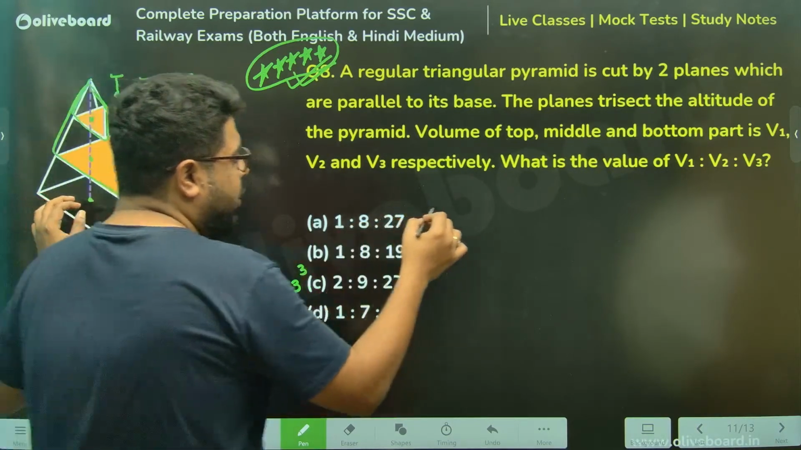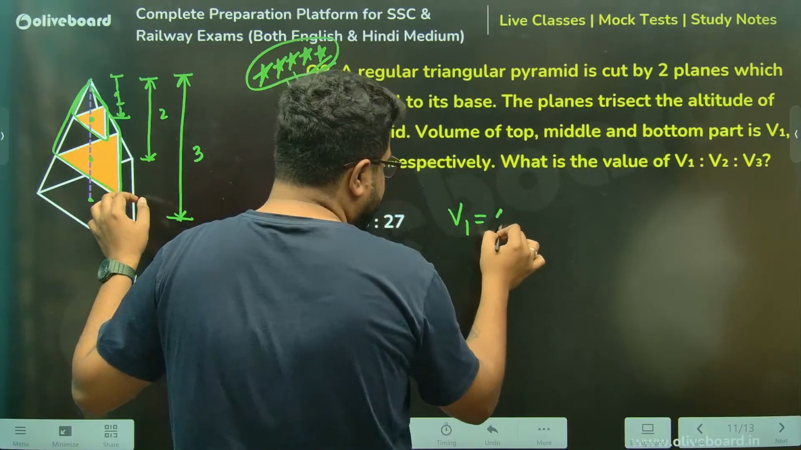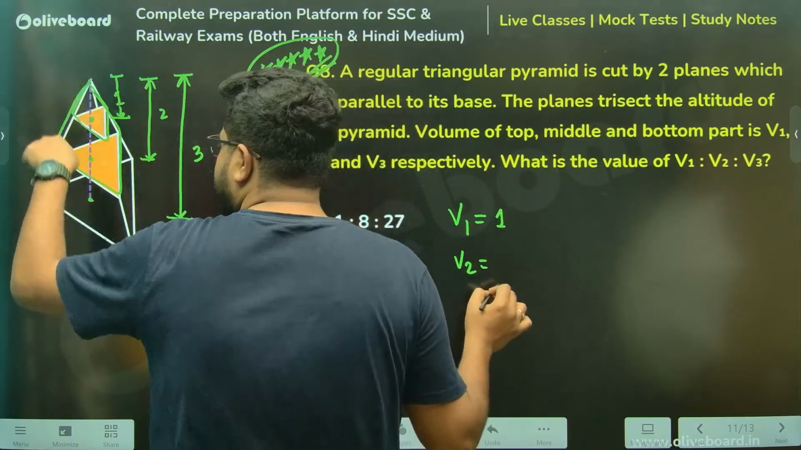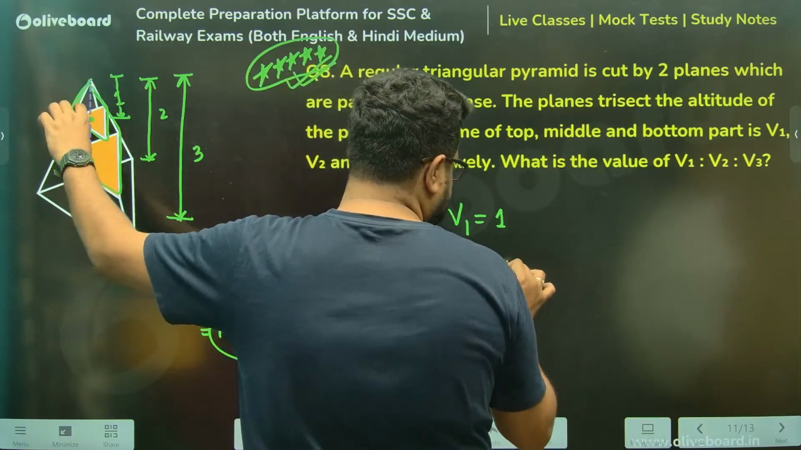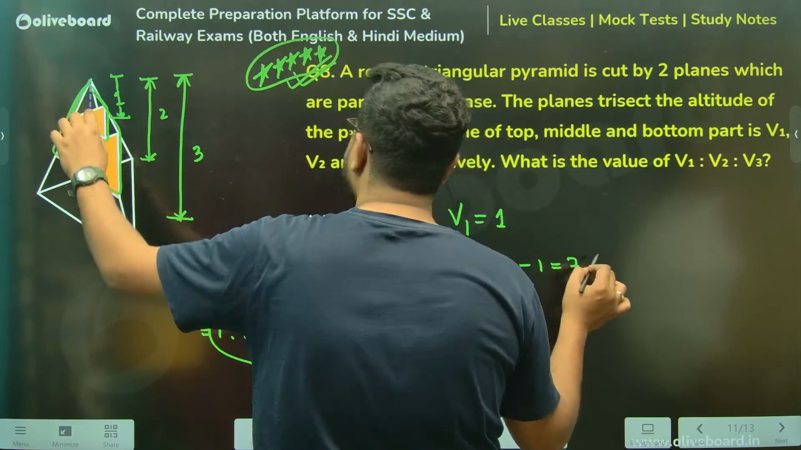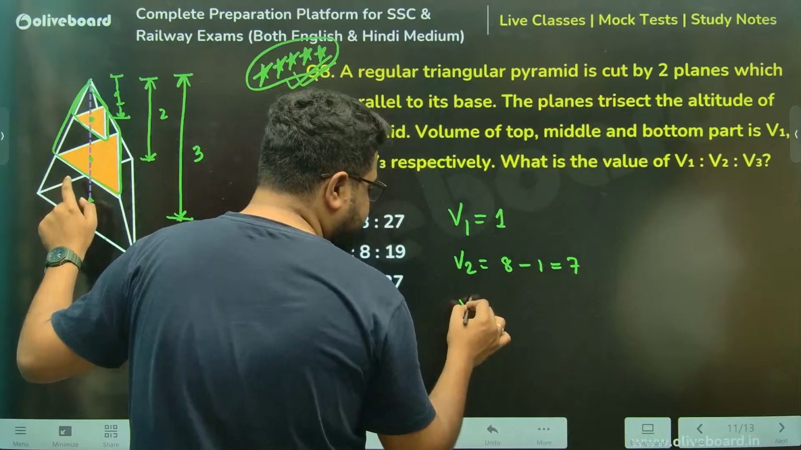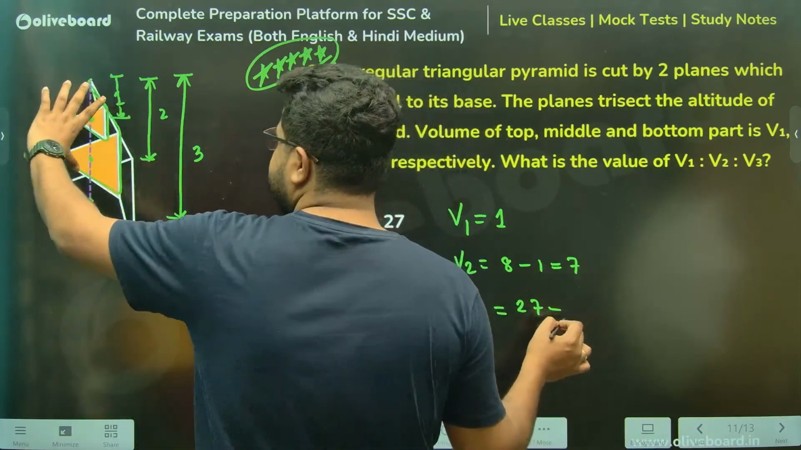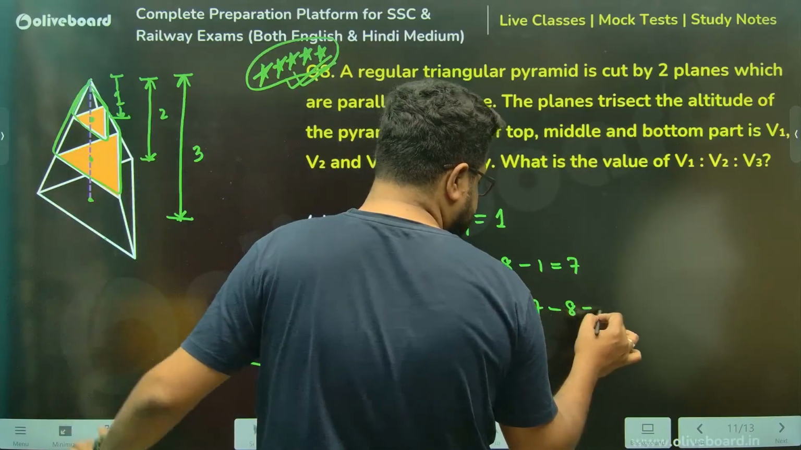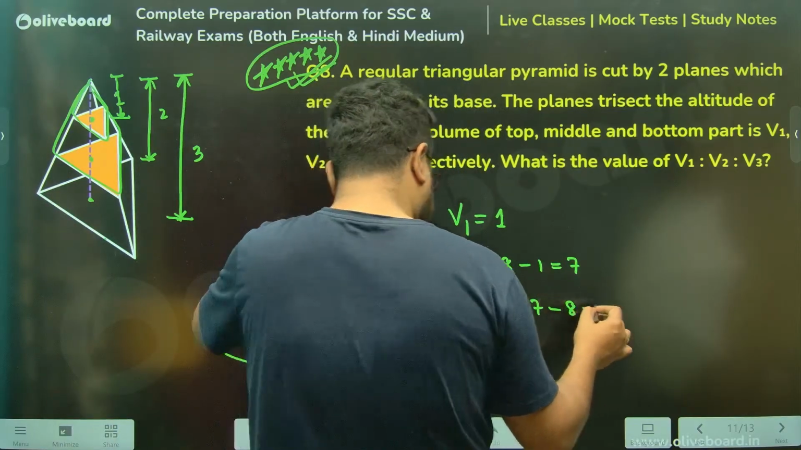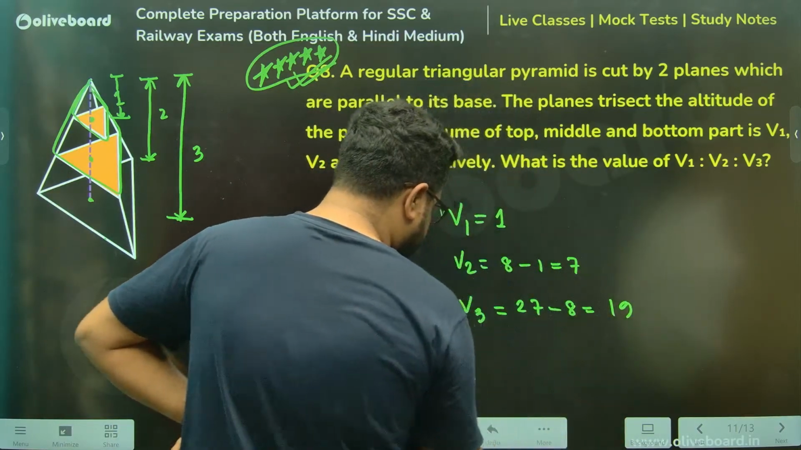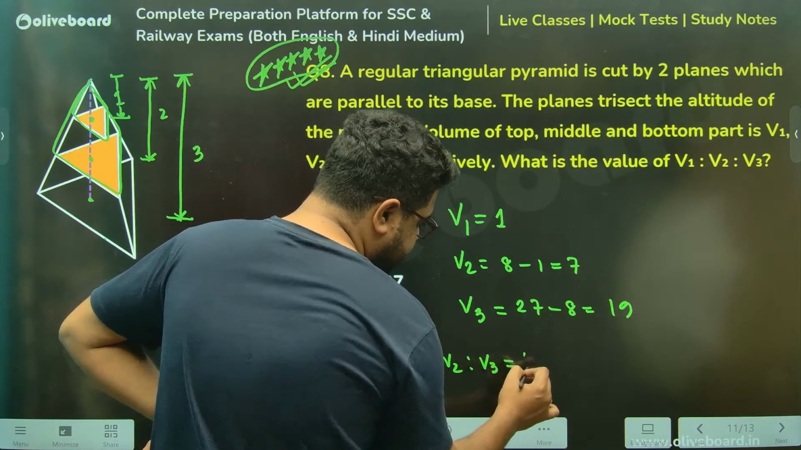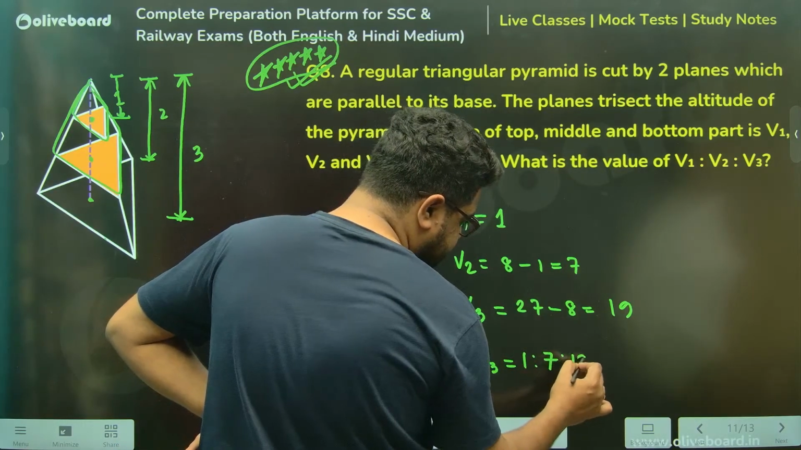So V1 will be how much, sir? V1 will be 1 only, this part. V2 will be how much, sir? So total is 8 and this part is 1. So this part will be 8 minus 1, 7. And sir, V3 will be how much, sir? So total is 27 as I found, minus this much is 8. So if you subtract, this will give you how much? 27 minus 8, 19. So V1 is to V2 is to V3 will be 1 is to 7 is to 19.